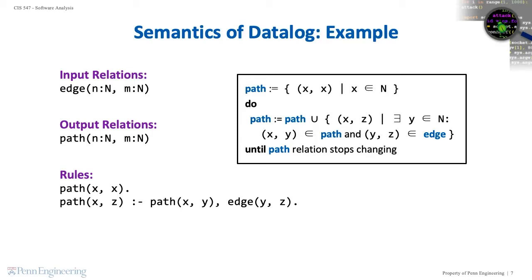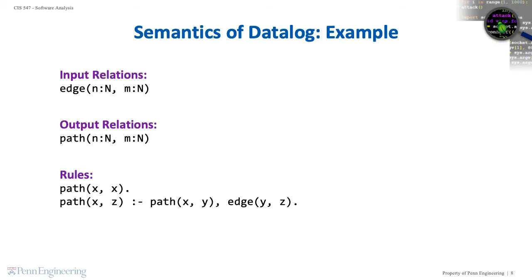Additionally, the result of the algorithm, like that of chaotic iteration, is the least solution, the smallest path relation that satisfies all the rules. The least solution typically corresponds to what the user wants to compute in many problems. An example of a non-least solution to this problem would be that path x, y holds for all nodes x and y. While this relation doesn't violate any rules, it contains many nonsensical paths that would not be desired by a user.